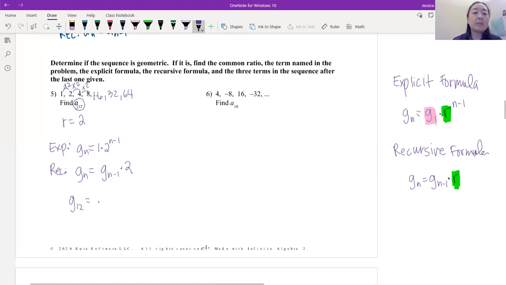So we're just going to plug this in. So 1 times 2 to the, says 12, so 12 minus 1. If you want to just put in there 11, you can totally do that as well, if you want that little shortcut. So that's going to be 1 times 2 to the 11.